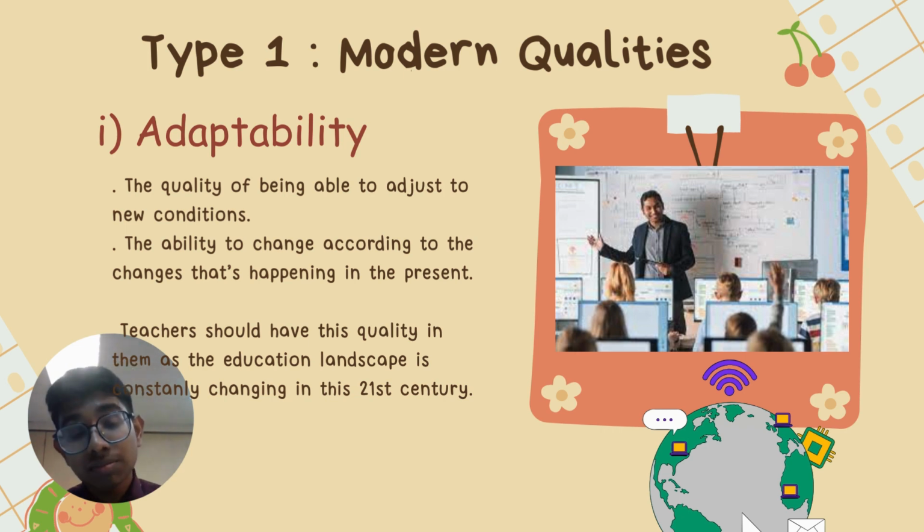So today I am going to explain the first type of qualities, the modern qualities. Let's look at the first quality, which is adaptability. As we know, adaptability is the quality of being able to adjust to new conditions. As the era changes, we also have to adapt to the situation in order to live peacefully. It also means the ability to change according to the changes happening in the present.